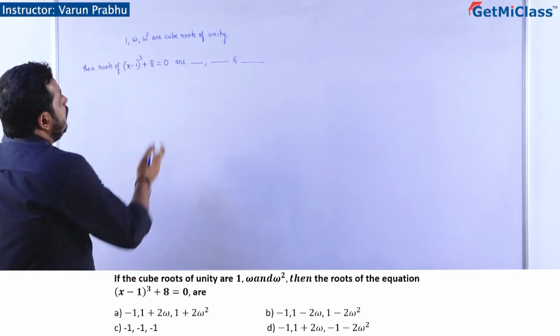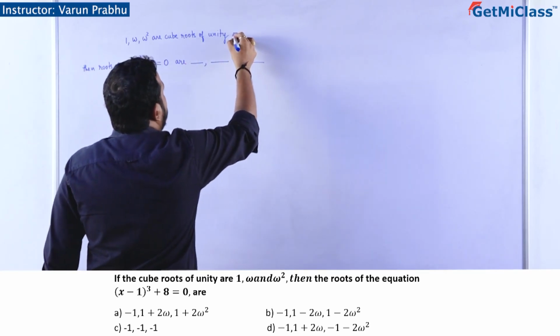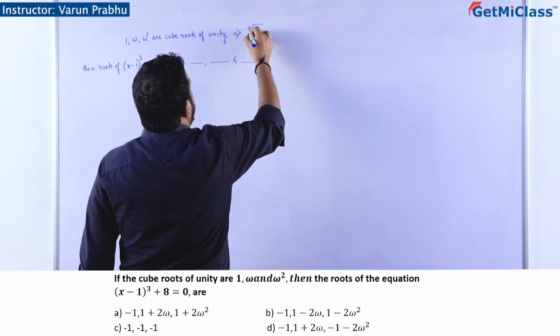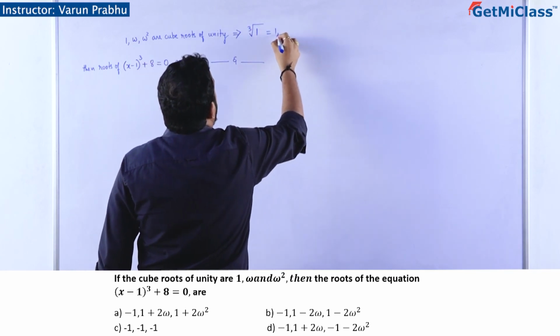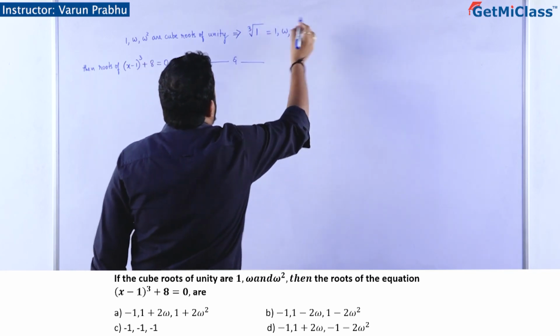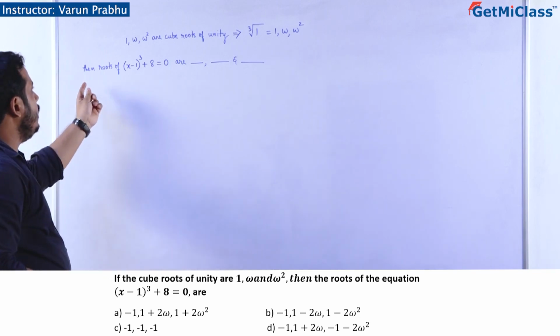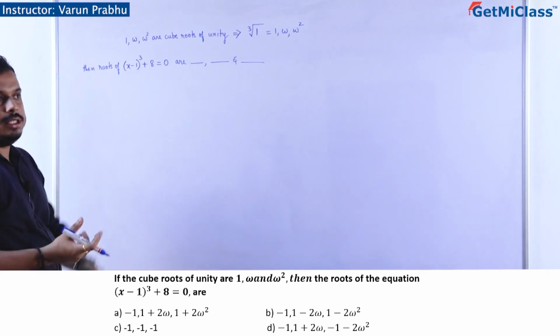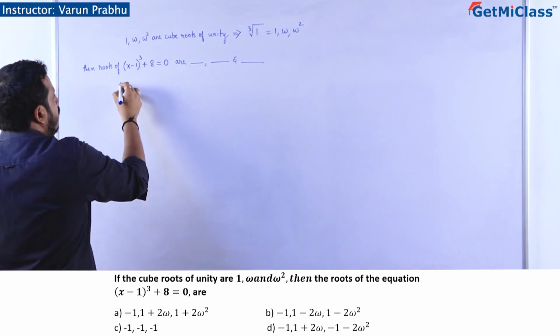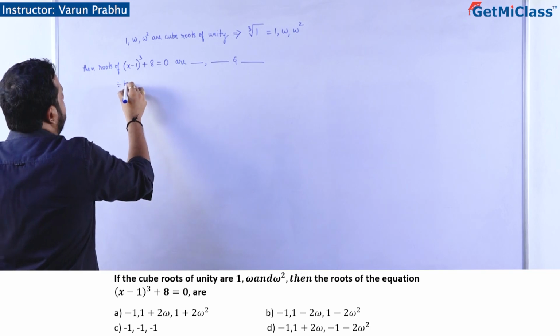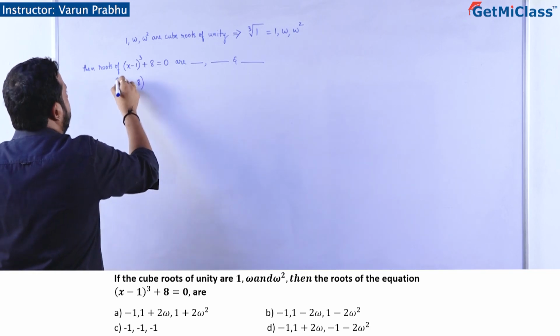So if you see, it's told in the problem that 1, omega, omega square are the cube roots of unity, which means the cube roots of 1 are nothing but 1, omega and omega square. Now the roots of this cubic equation are dash, dash and dash. So what we'll do is divide this equation by 8 throughout. Is it okay? Divide by 8.